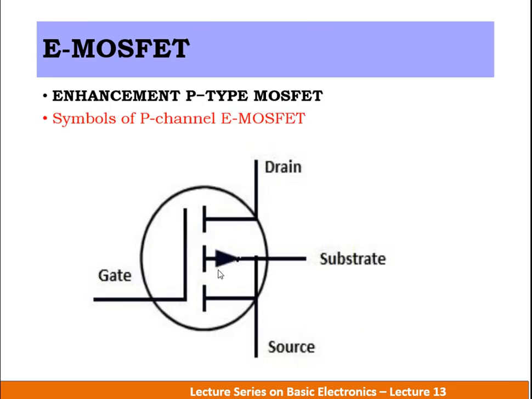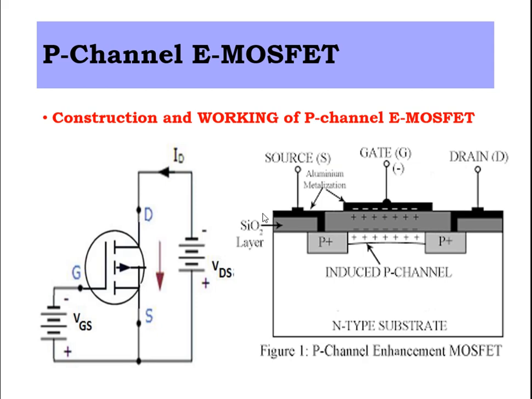Now let us discuss the enhancement P type of MOSFET. This is the symbol of the P channel EMOSFET. We have a gate, drain, source and a substrate, and we check the arrow direction in the case of a P channel EMOSFET. Let us discuss the construction and working of the P channel EMOSFET.